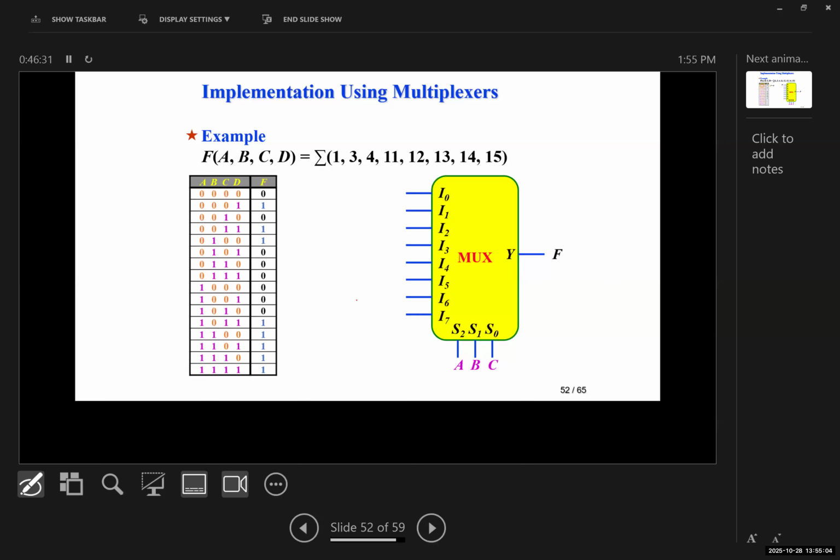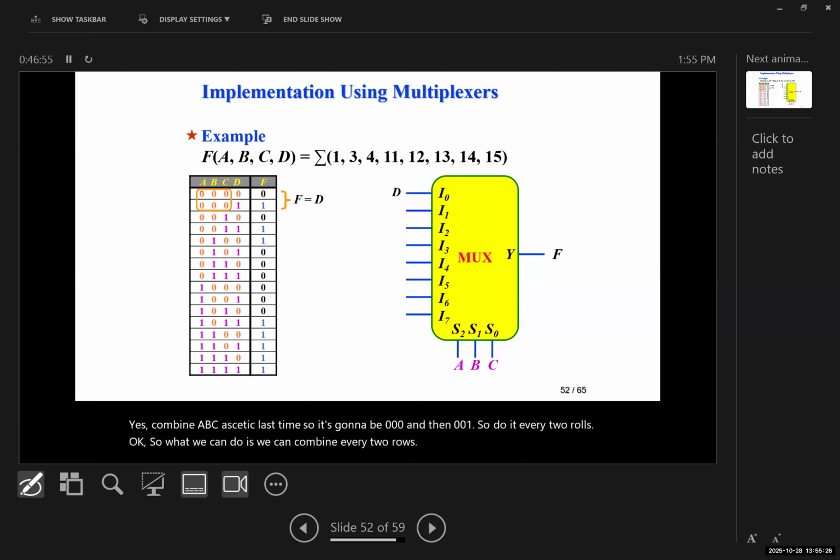Nice, yes. Just cut the B out of it. You can combine ABC. Yes, combine ABC. Let's set it last time. So it's going to be 0, 0, 0, and then 0, 0, 1. So do it every 2 rows. Yeah. Okay, so what we can do is we can combine every 2 rows. Again, ABC is going to be 0, 0, 0, 0, 0, 0.